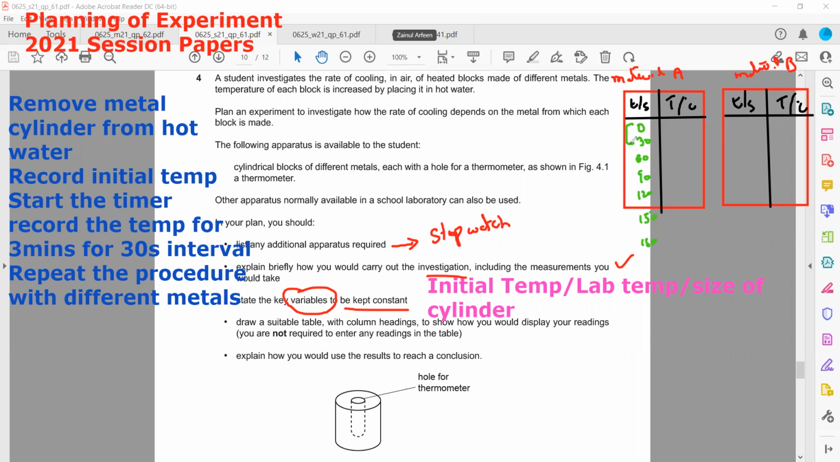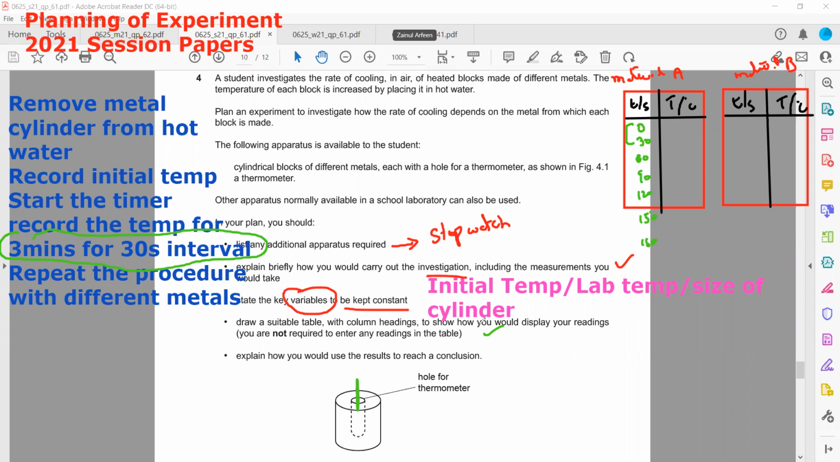So after every 30-second interval, we are measuring a temperature to identify how the rate of cooling is affected by the type of material. So draw a suitable table or tables. So we did that. Then explain how you would use the result to reach a conclusion.